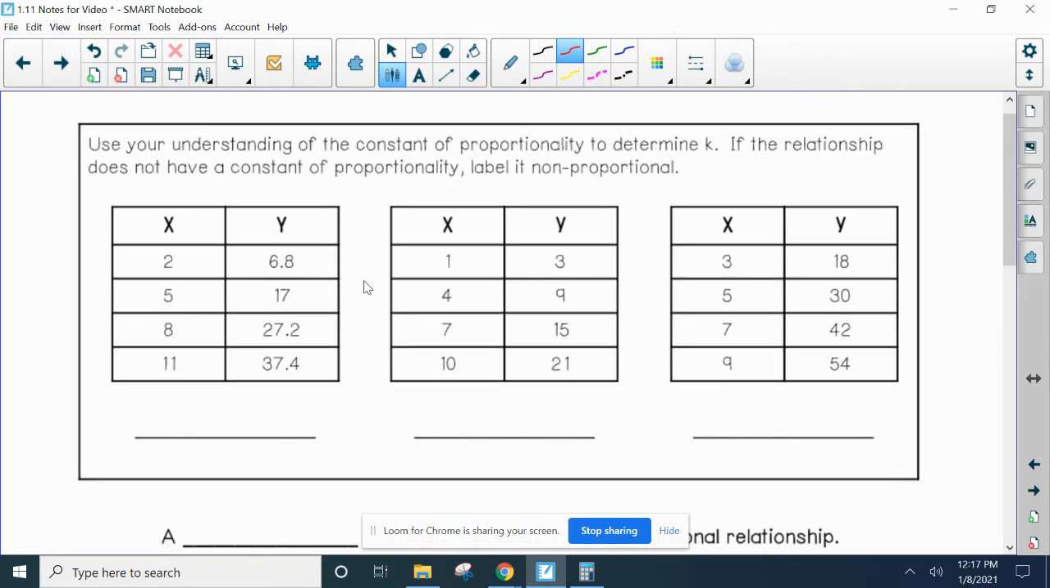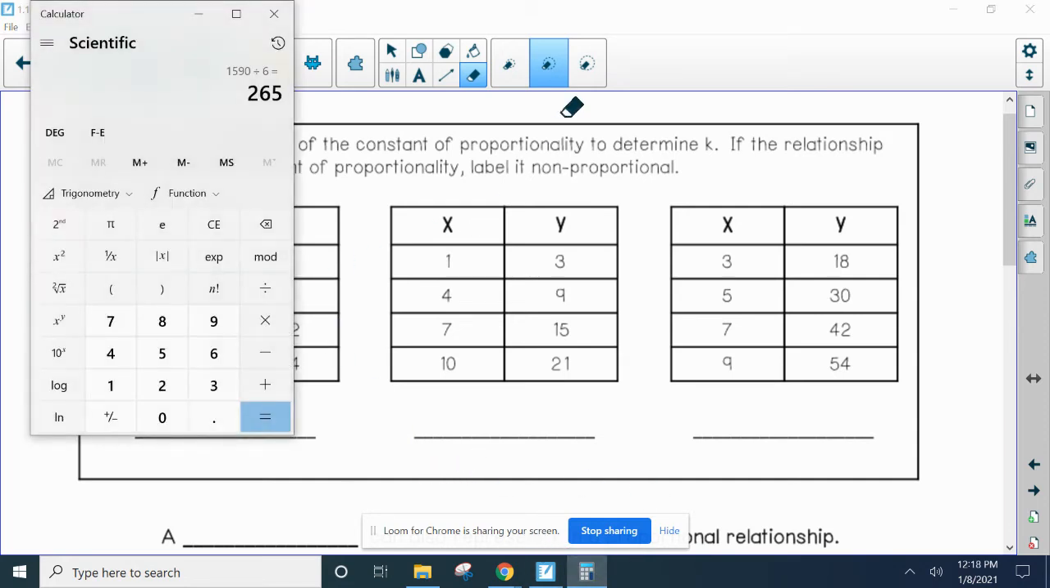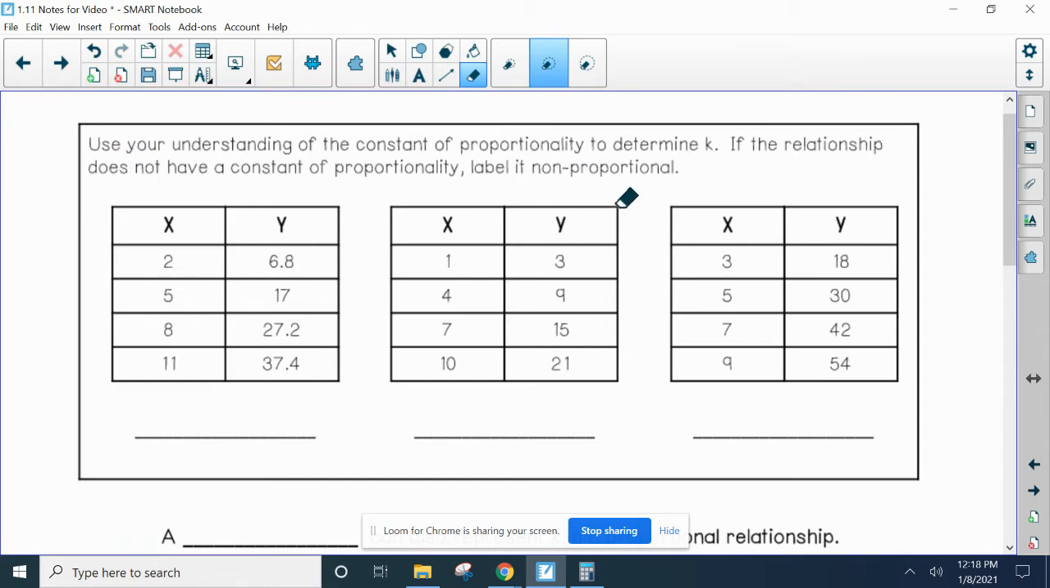All right, so now I want you to go ahead and determine your constant of proportionality. Go ahead and pause this. So I want you to divide all of your y's by your x's. Actually, no, let me do one first. So we're going to figure out our y divided by x. It says, use your understanding of the constant of proportionality to determine k. If the relationship doesn't have one, label it non-proportional.